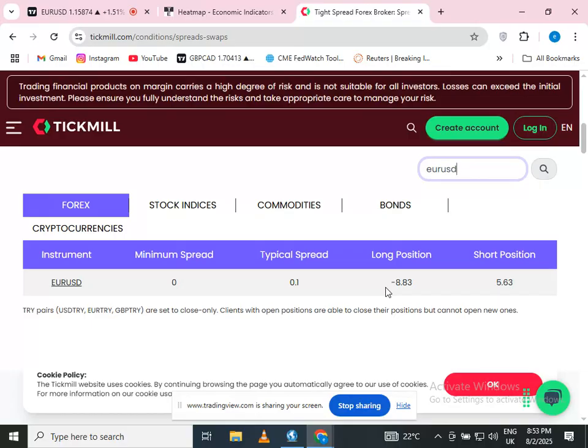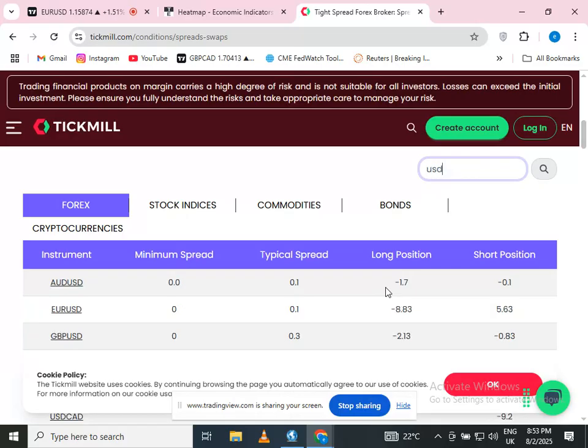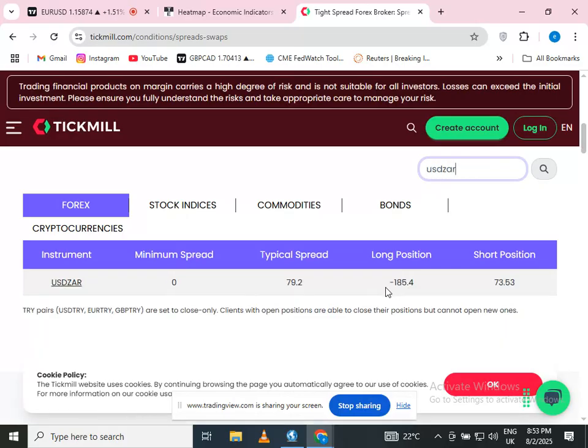So let's take a look at the USD/ZAR. If you are selling the USD/ZAR, you see, when you long the USD/ZAR currently, you'll be paying the broker negative 187.4. But if you short the USD/ZAR, the broker will be paying you a positive swap of 73.53. We're using a standard lot, 0.1 times 73.53. So every day the broker will be paying you about $7, depending on the currency you're using to trade.